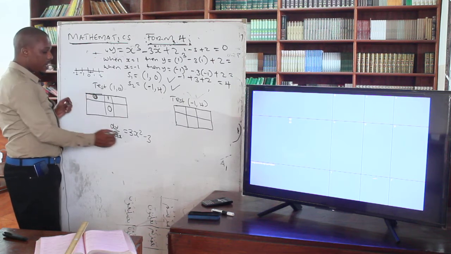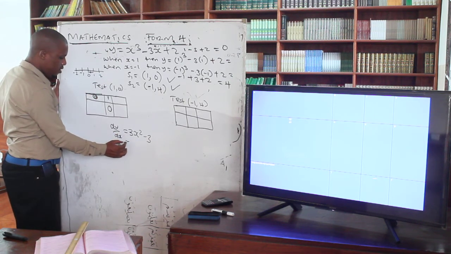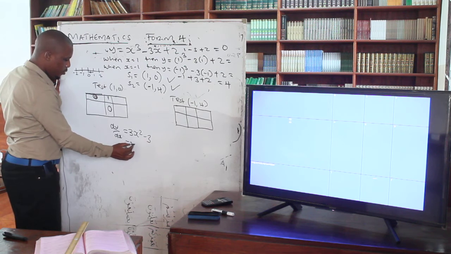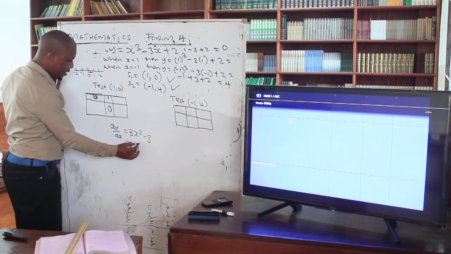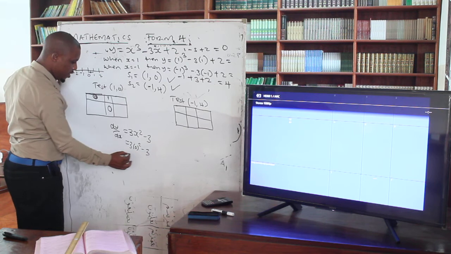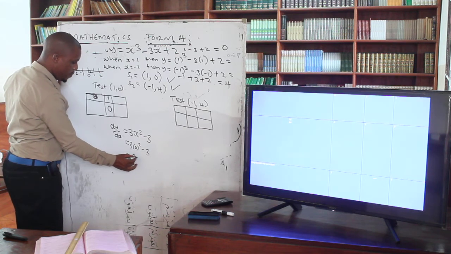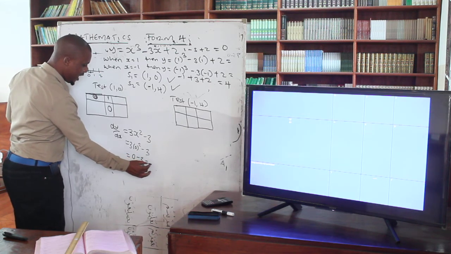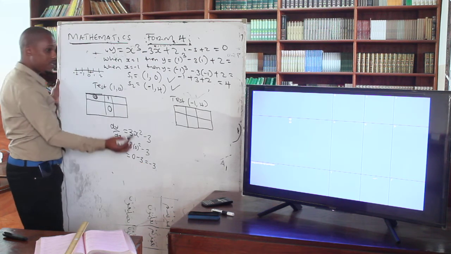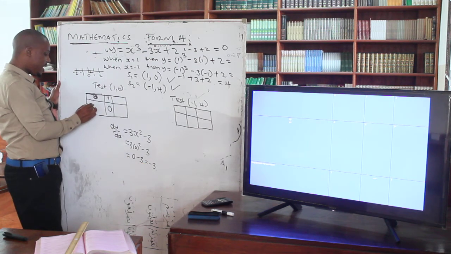So when I pick 0, I substitute into this equation. This is 3 multiplied by 0 squared, minus 3. So what am I going to get? 3 times 0 is 0, minus 3, which gives me -3. So if I test on this side, the gradient is -3.